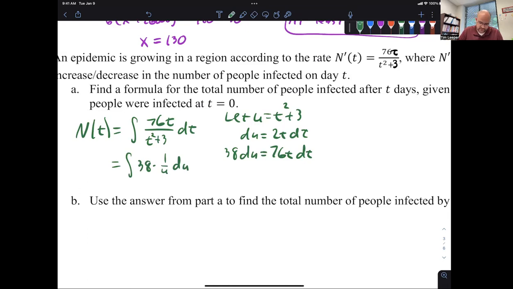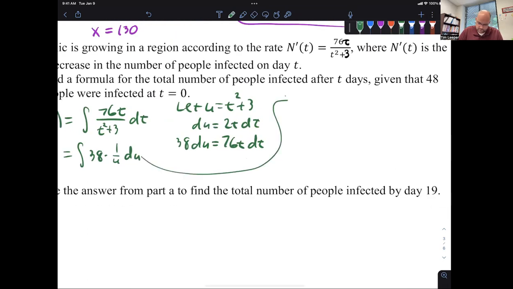Wonderful. So the antiderivative here would be 38 times the natural log of the absolute value of t squared plus 3, with a plus c at the end. Well, technically the natural log of the absolute value of u, but u is t squared plus 3. But notice that t squared plus 3 will always be positive, so I don't actually need the absolute value here.